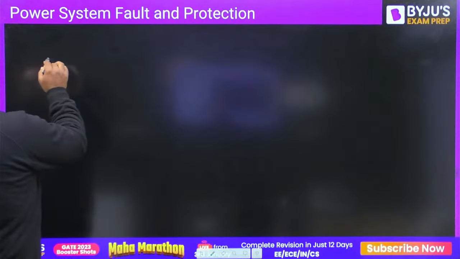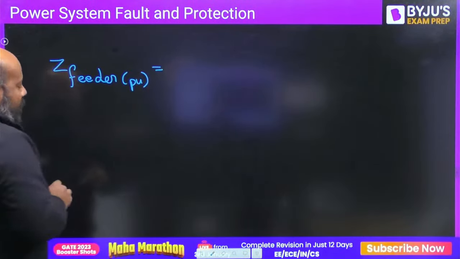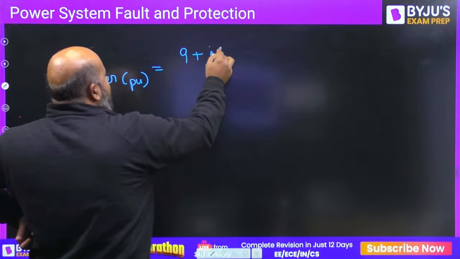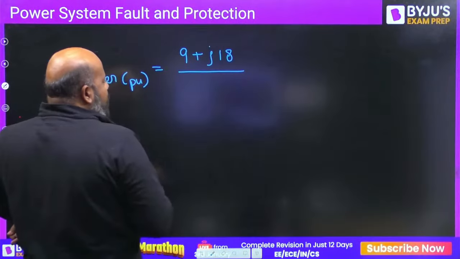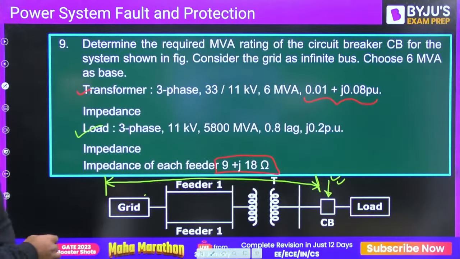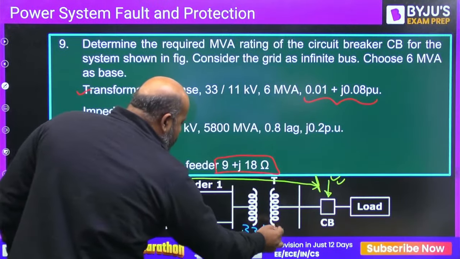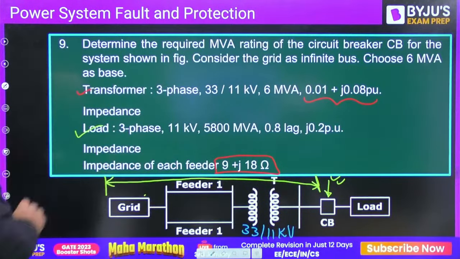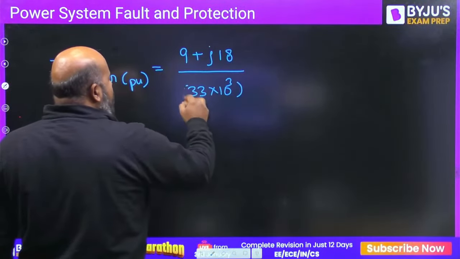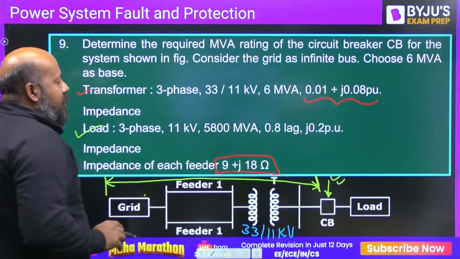So the feeder per unit impedance, let us find. One feeder is having 9 plus j18. Now what is going to be base impedance? Base impedance is going to be voltage square upon MVA. So the voltage base, suppose the transformer is 33/11 kilovolts. So the feeder side is going to be 33 kilovolt, so it is 33 kilovolt square. Now base is 6 MVA. It is given in the question to take base as 6 MVA.